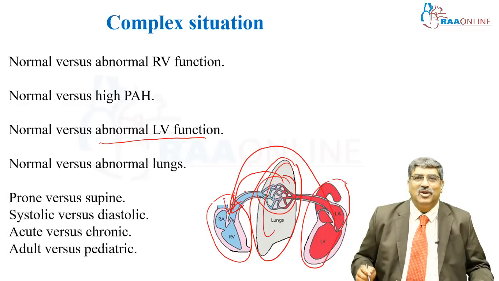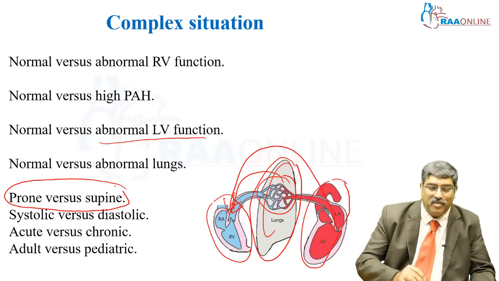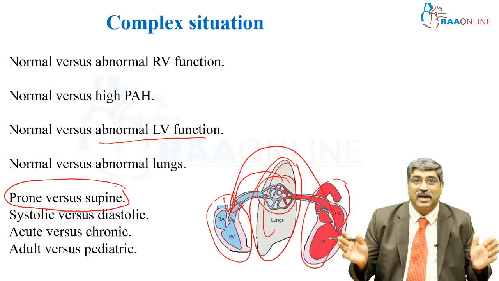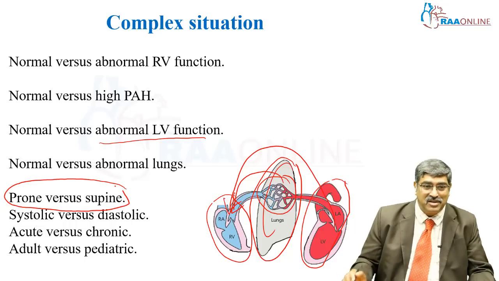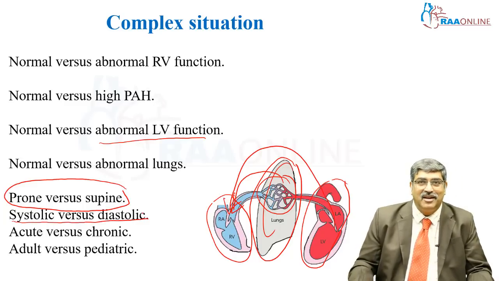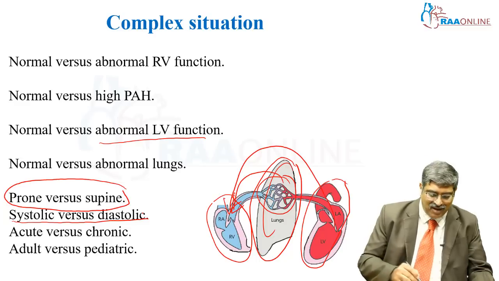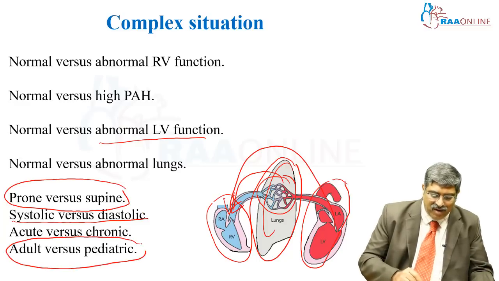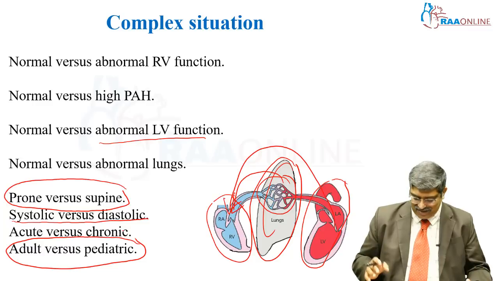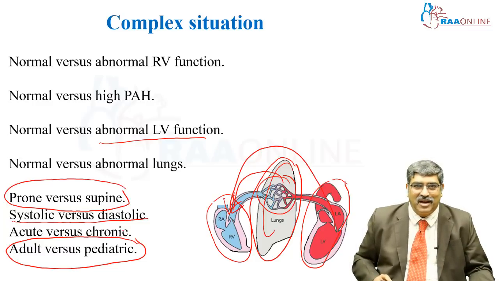Apart from that, you have to see whether the patient is prone or supine. Prone helps in right ventricle function. At the same time, supine position can affect the right ventricle adversely. Whether it is a systolic or a diastolic failure, acute heart failure or chronic right heart failure, and the right ventricle of an adult behaves differently from a congenital heart disease. So you have to look at so many things when treating the right ventricle.